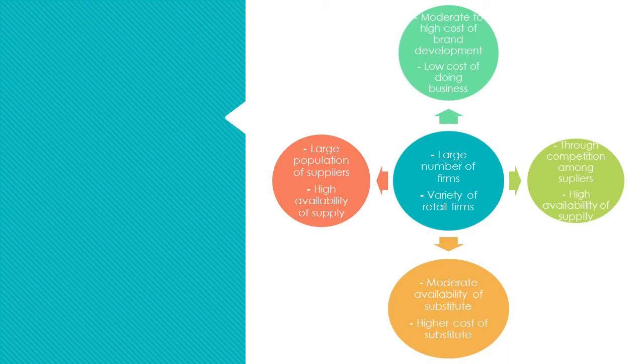Bargaining power of suppliers. Talking about bargaining power of suppliers, there's a weak force. Large firms like Walmart can easily affect suppliers. Walmart experiences the weak force of the bargaining power of suppliers based on the following external factors: large population of suppliers, tough competition among suppliers, and high availability of suppliers.